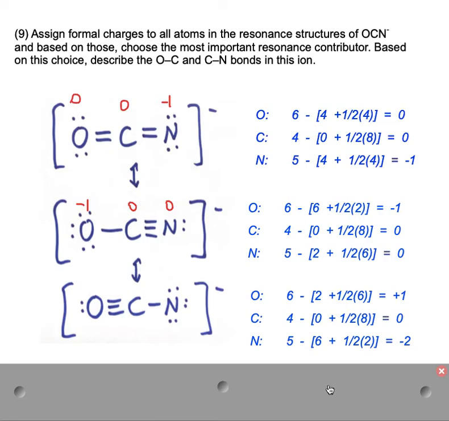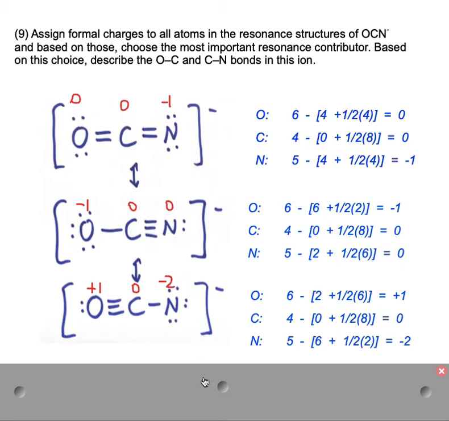In the last one, we'll switch the triple bond to the other side. Oxygen now is going to have a formal charge of +1. Carbon, formal charge of 0. Nitrogen, a formal charge of -2.